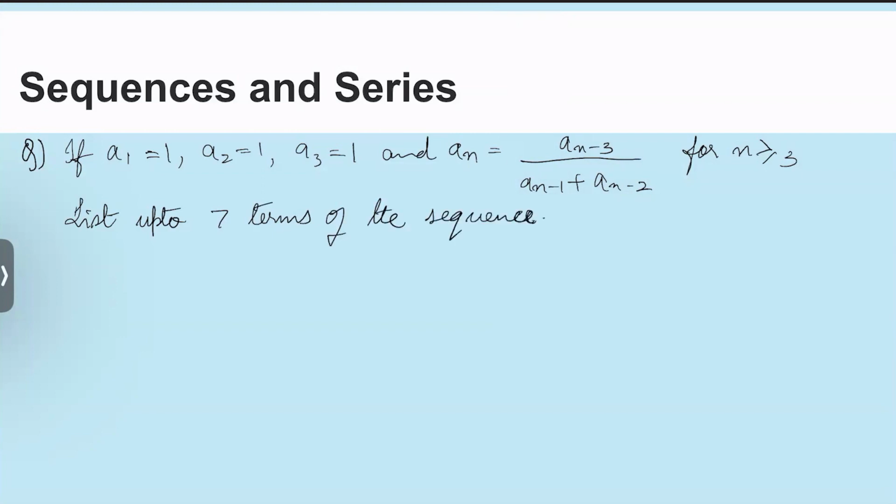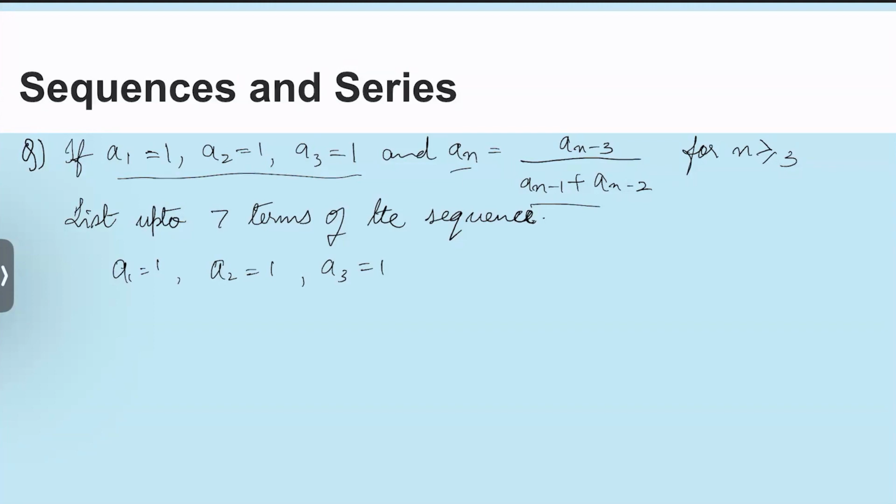Suppose we have already got the first 3 terms. So your A1 is equal to 1, A2 is equal to 1, and A3 is equal to 1. What we now want is from A4 up to A7. And we have been given the general or the nth term formula, which has already been described over here.